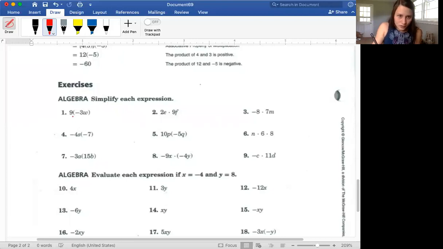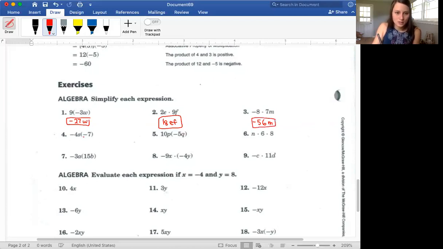So I can multiply this out. 9 times -3 is -27, and then I'm going to bring my w down. So -27w. 2 times 9 is 18, and then I'm going to bring my e and my f down. So my simplified version of this is 18ef. Number 3, -8 times 7 is -56, and then bring my m down.